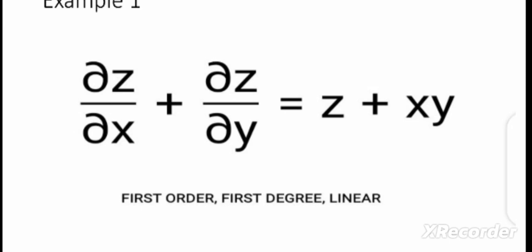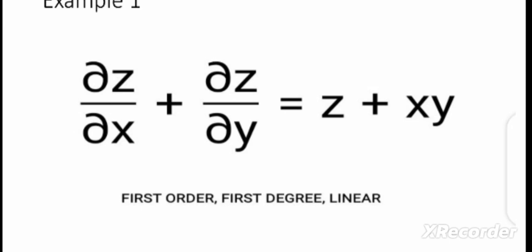Here the dependent variable is z and the independent variables are x and y. When we say a partial differential equation is linear, it simply means that the dependent variable and its partial derivatives occur in the first degree only, and they are not multiplied together. So this is a linear partial differential equation. It is also of first order and first degree.